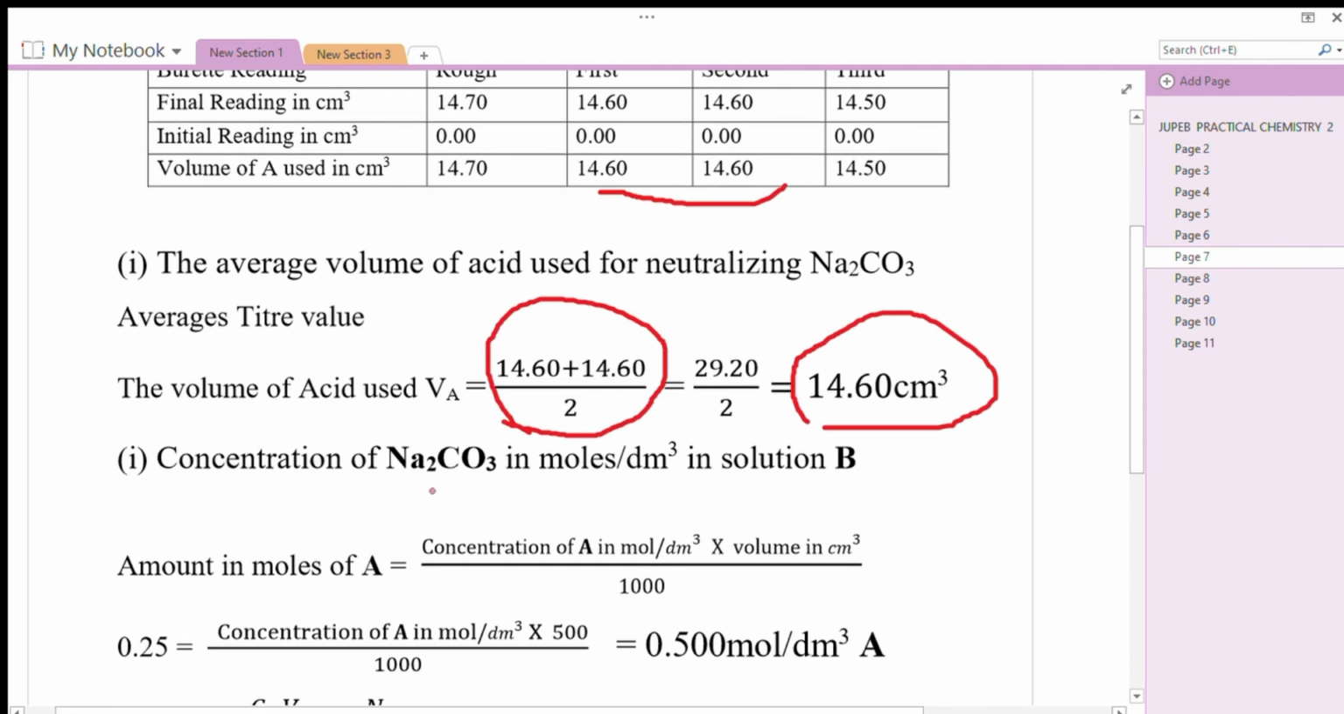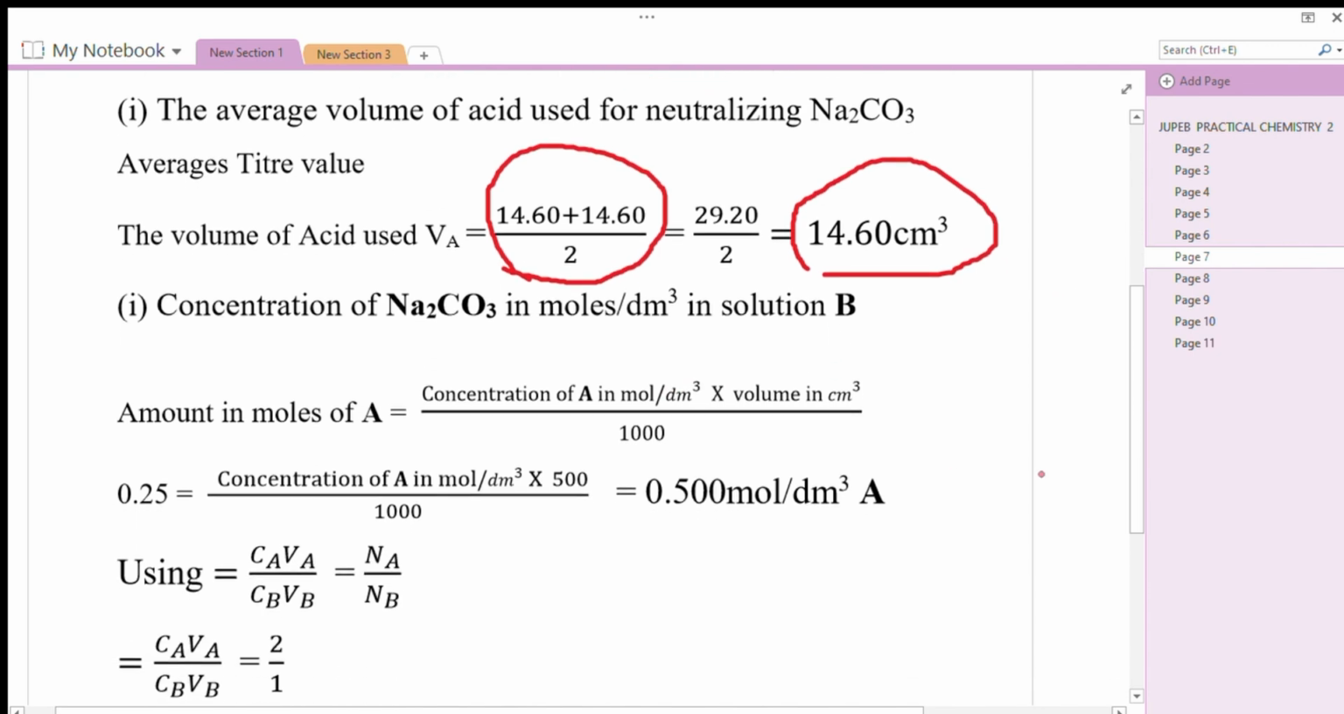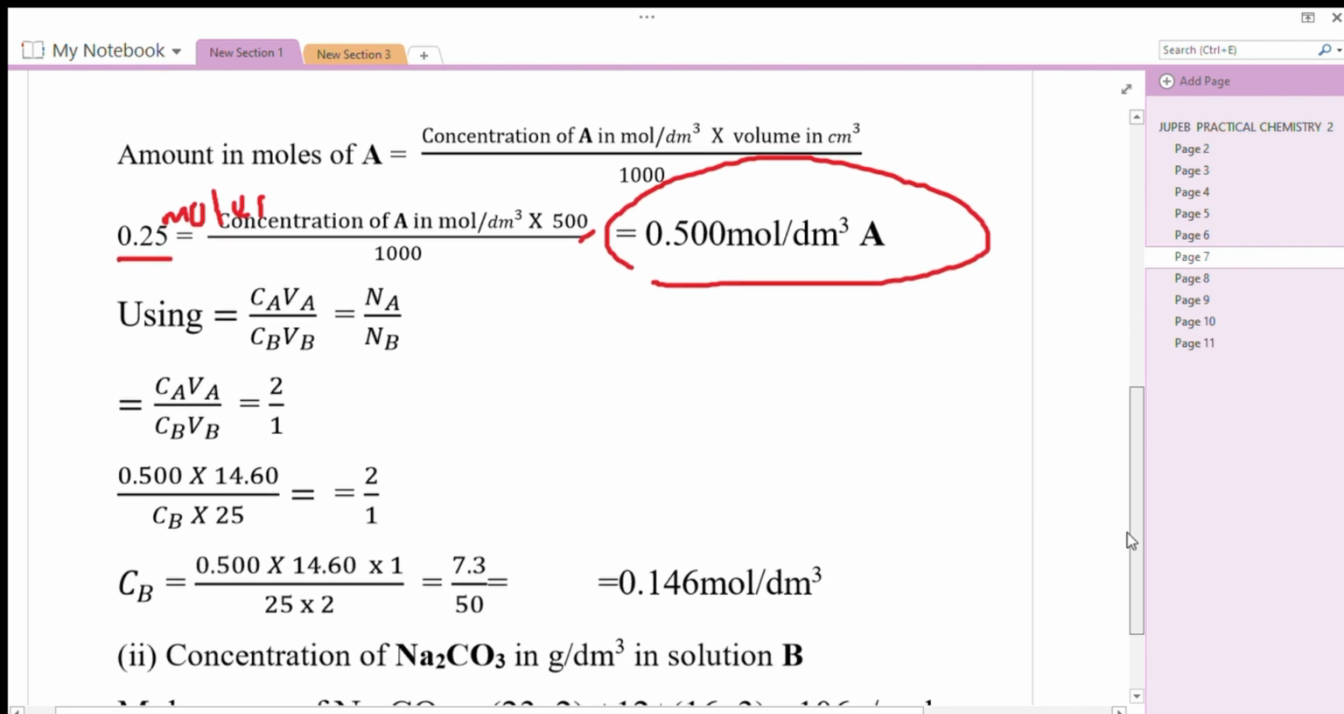The concentration of Na2CO3 in mole per dm³, I'm going to do all of that. Remember, I'm giving moles. See my moles. This is 0.2 moles. Okay, moles. This equals the concentration of A in mole per dm³ multiplied by 500, which is given. All right. When you do all of that, you have 0.5 mole per dm³ of A. So we can now use that to calculate the concentration that we need.